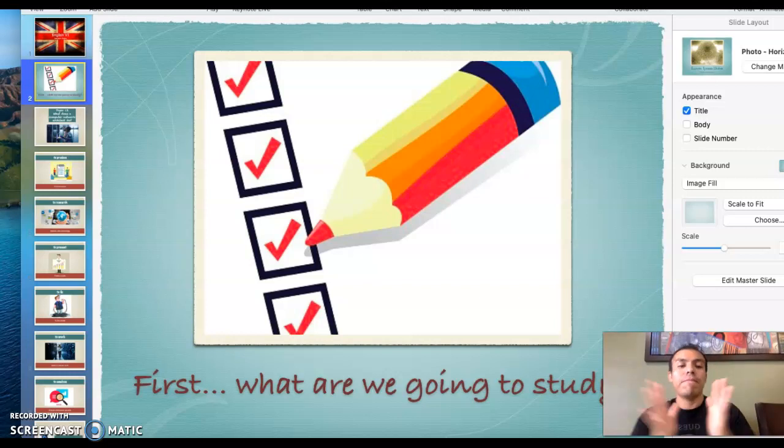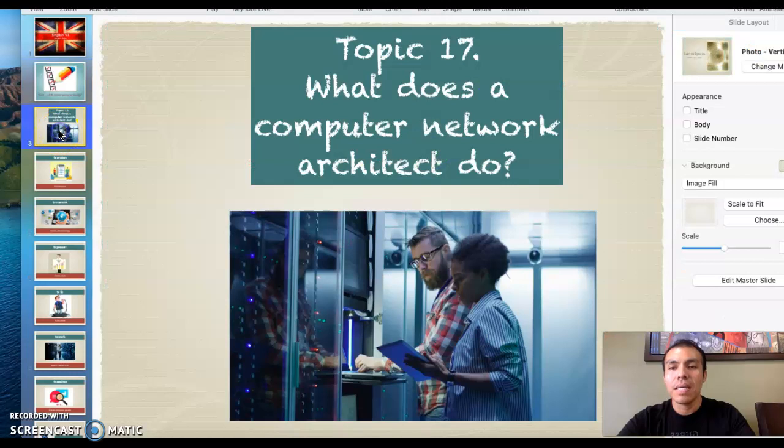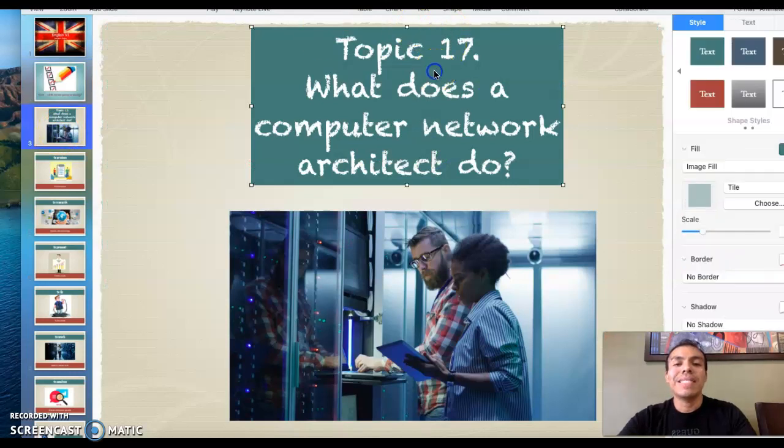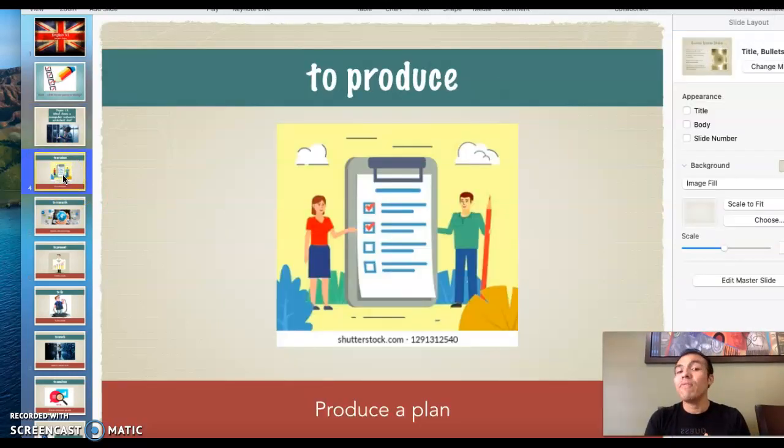And very important, for this session we are going to study two things. Number one, we are going to study a list of verbs, and number two, we are going to study some rules for conjugations of verbs in English. Okay? So the topic is topic 17. What does a computer network architect do? Okay, interesting. So let's start with some verbs.